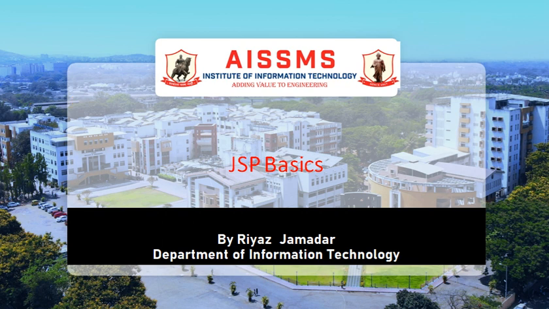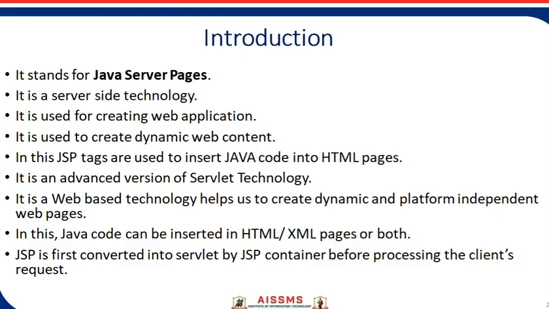So JSP stands for Java Server Pages. What Java Server Pages actually means and for what purpose it is used, we'll see all that in this one. JSP is an abbreviation for Java Server Pages. It is a server-side technology. The primary objective is to generate dynamic data, dynamic web content. It is used for creating web-based applications.